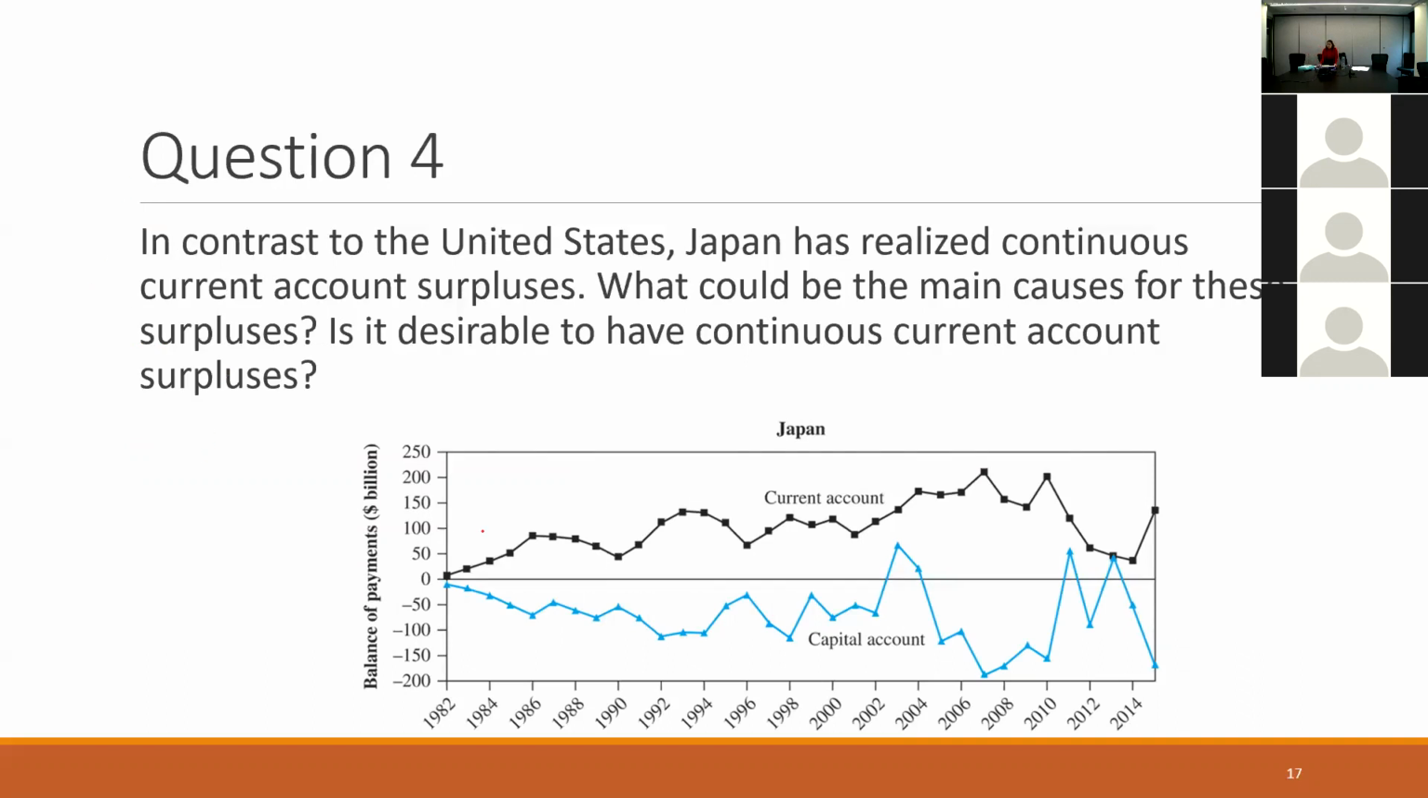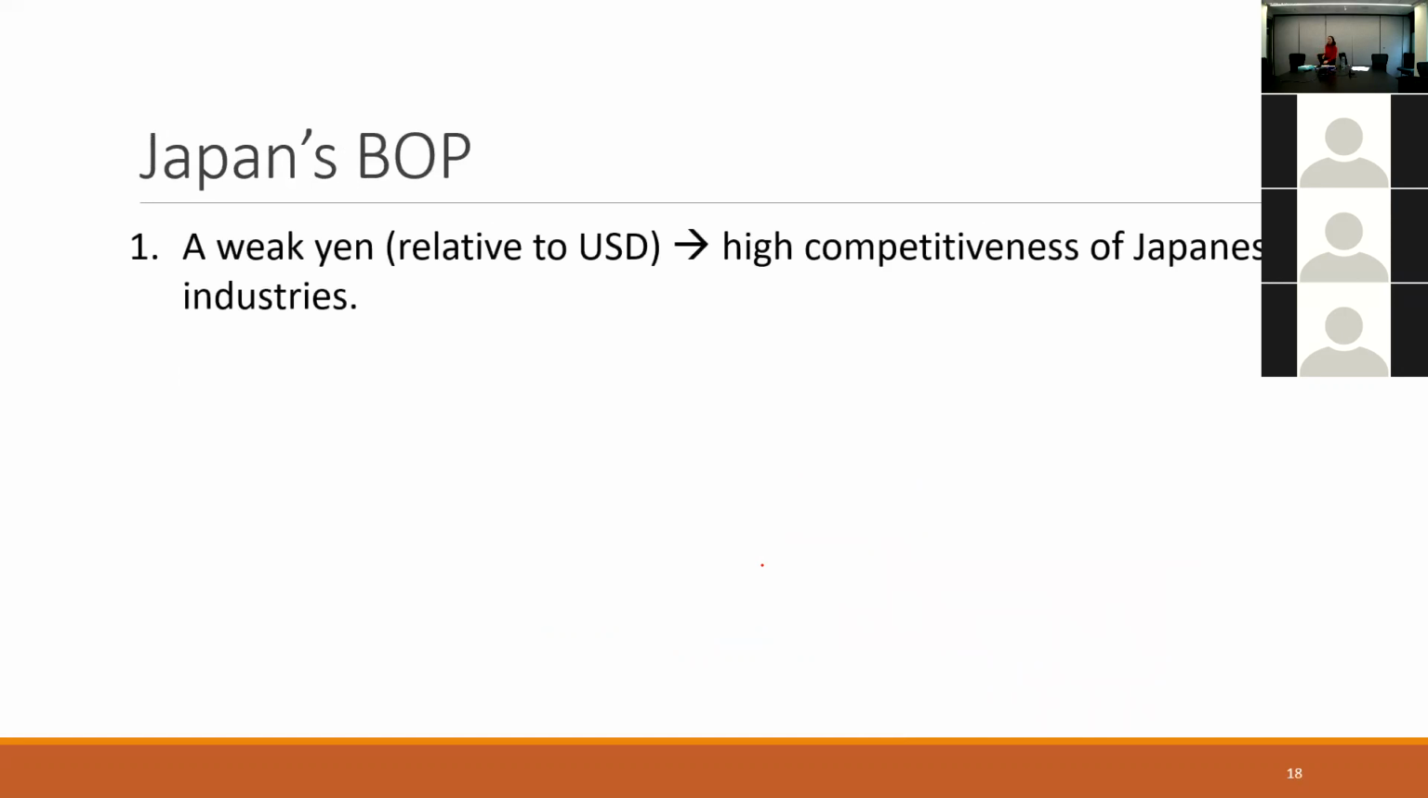So with Japan, over the past few decades, they have had a positive current account, meaning that they have run trade surpluses for a long time. So they have been producing more than they are consuming. In contrast, their capital account has been negative, meaning that they have been investing overseas a bit more than foreign investors investing in Japan, right? So why is that the case?